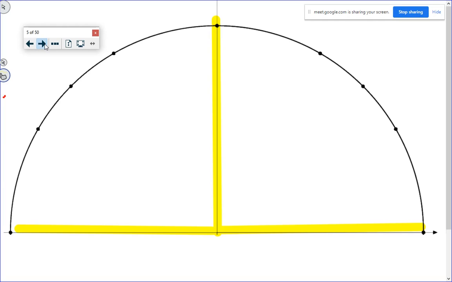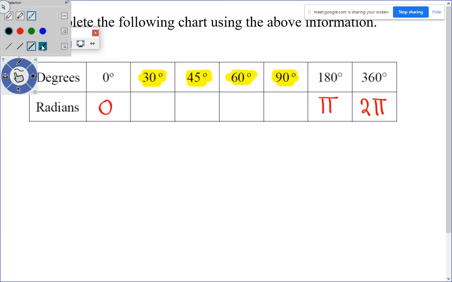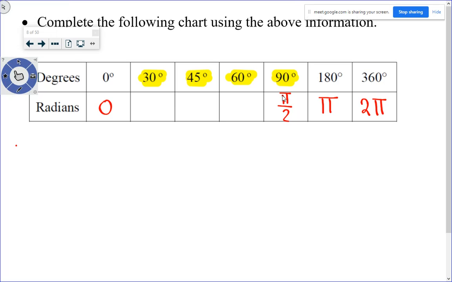Well, what does that tell us? That tells us that 90 degrees is pi over 2. I want you to really roll that around in your head. 90 degrees fits inside of 180 twice. So 90 degrees must be half of 180, which means it's half of pi because 180 is pi. You really need to start thinking in terms of chunks of pi or chunks of 180 degrees.